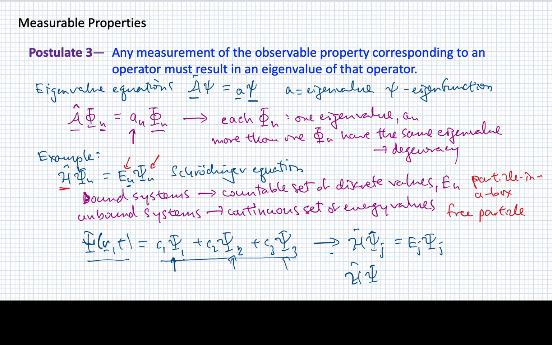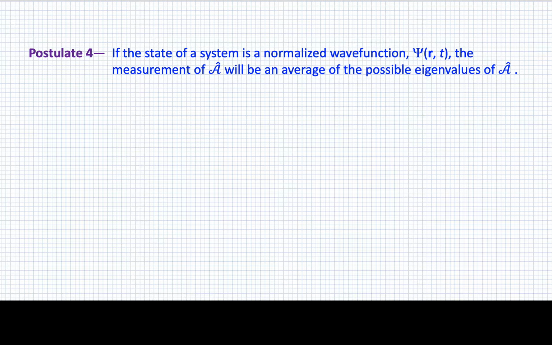Well, I need to go to the next postulate to clarify what that is. If the state of a system is a normalized wave function but not necessarily an eigenfunction, then when we measure some property, and I've left that property open as A here, not just the Hamiltonian, it's going to be an average of the possible eigenvalues of that operator. So how might I express that?